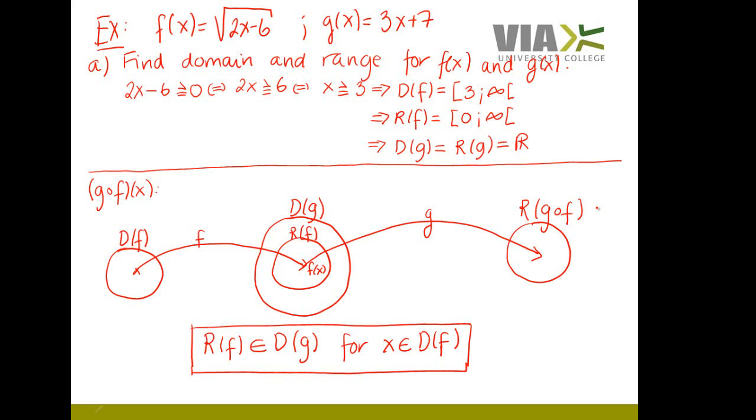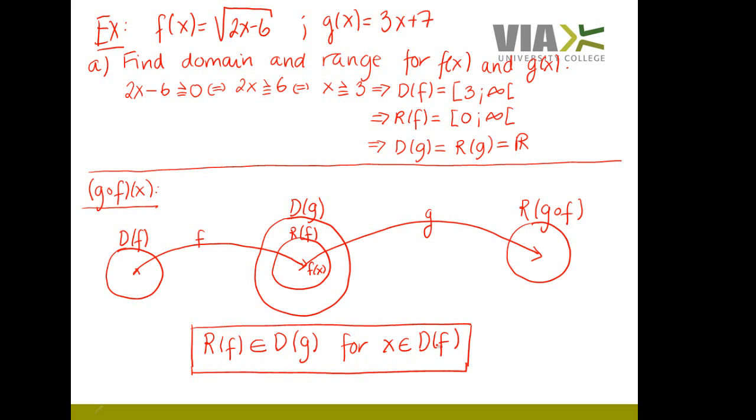Alright, so that is what we actually do when we create a composite function. Based on this small drawing here, we can see that the restriction in general, if we are investigating whether this composite function g of f is valid or not, is that the range for f must be a member of the domain for g for all the x's which are part of the domain for f.